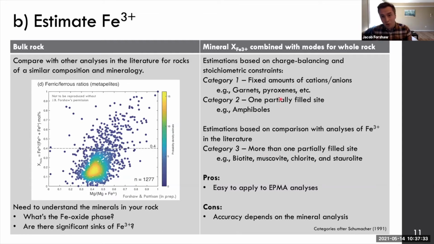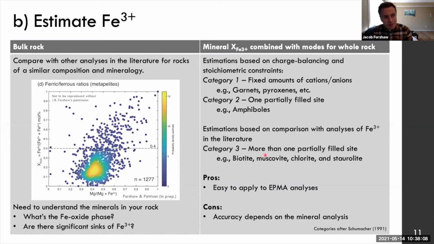And then the second option is that you estimate it in your minerals, and you can do this based on charge balancing or stoichiometric constraints. I've used the categories from John Schumacher's 1991 paper here. I think this is really clean. He talks about it being easy for these minerals that have a fixed number of cations and anions, garnets, pyroxenes, etc. You can also do it in amphiboles because these are category 2 and they've got one partially filled site, which allows some stoichiometric constraints to be given, that allows you to pull out perhaps an estimated iron 3+.